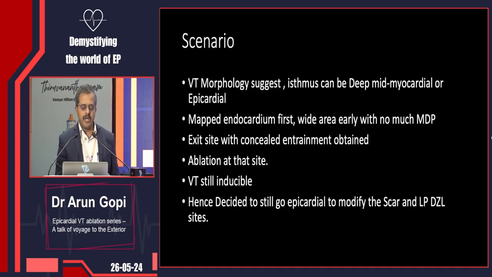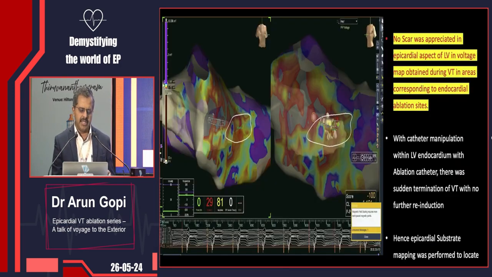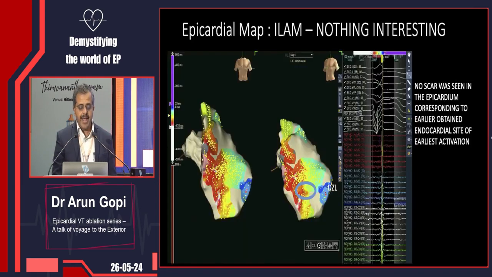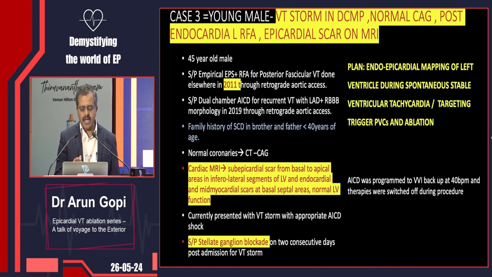So in this case, we take the epicardial access, and we go just to the epicardial location of the site where we ablated, but we find nothing interesting in the epicardium there. Both on ILAM and voltage map, we find nothing. So we come back to the endocardium and give consolidation burns. So it was probably a mid-myocardial substrate. We ablated the exit in the endocardium, and that was done. And this patient is doing good so far.